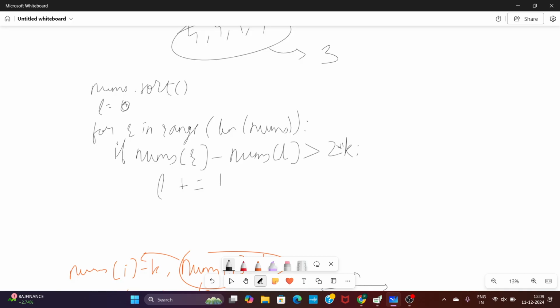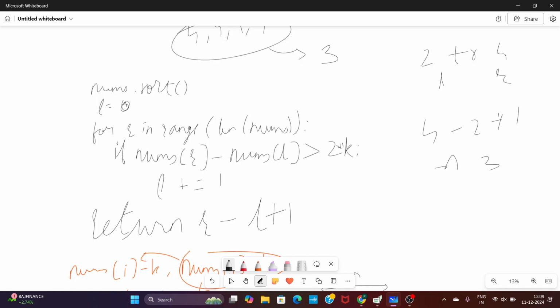And then return R minus L plus 1. I will tell why we have used this. R minus L plus 1 is what? Like 2 to 4 we have to find. This is L and this is R. So basically 4 minus 2 plus 1 is 3. Like 2, 3, 4. How many elements are there? 3 elements. So we are just using this formula.